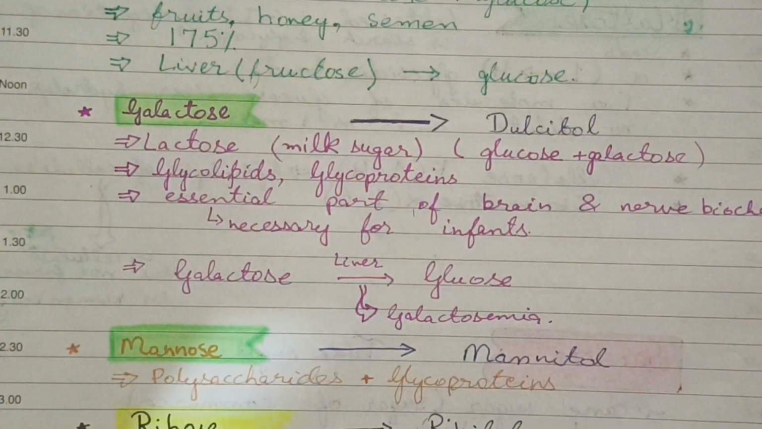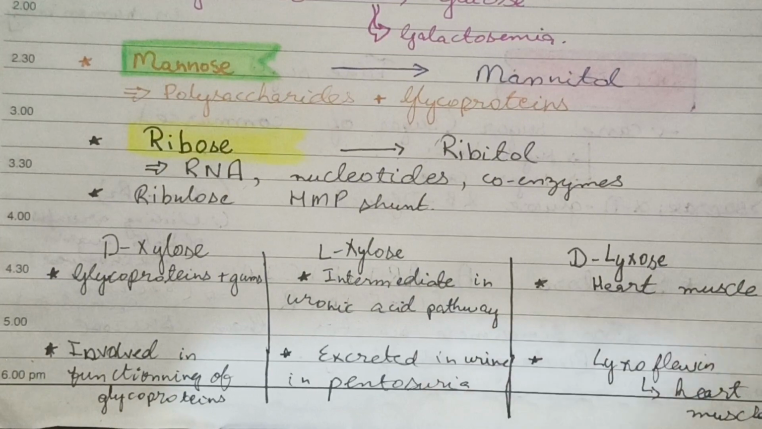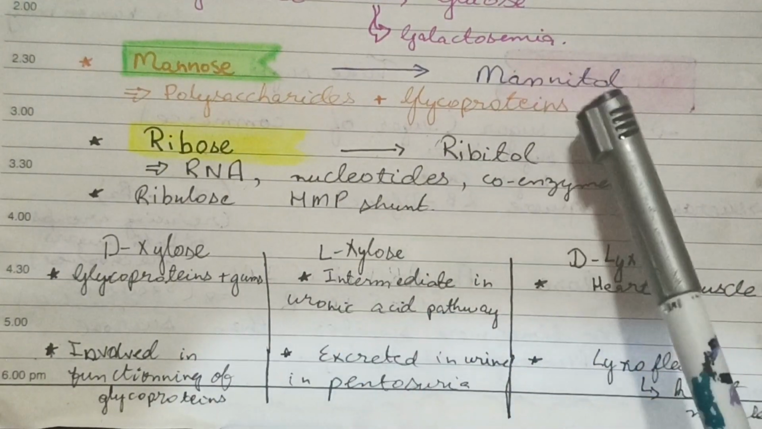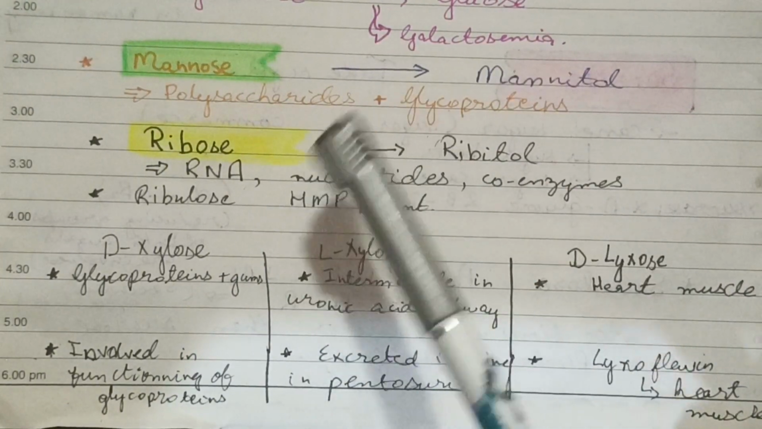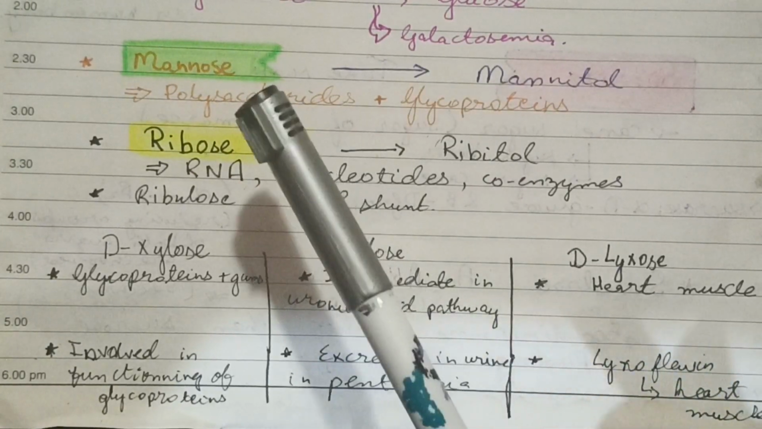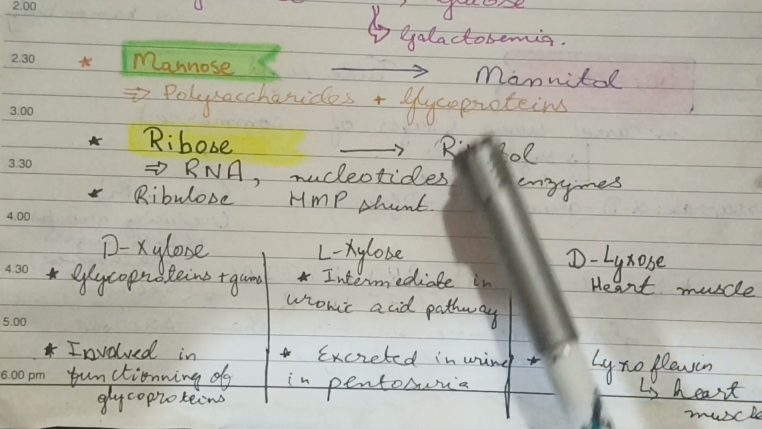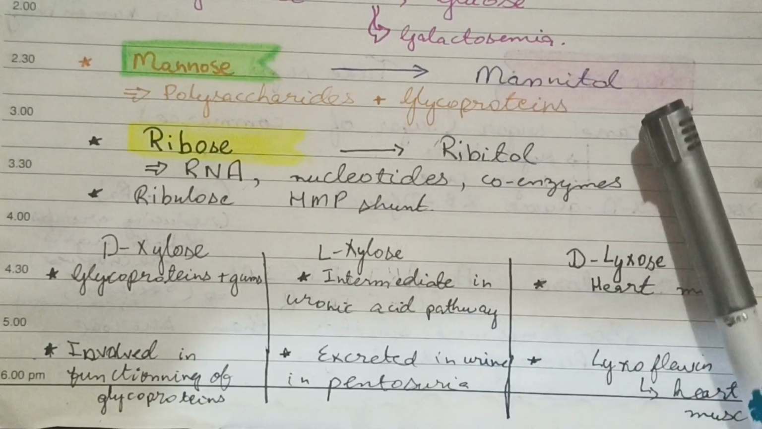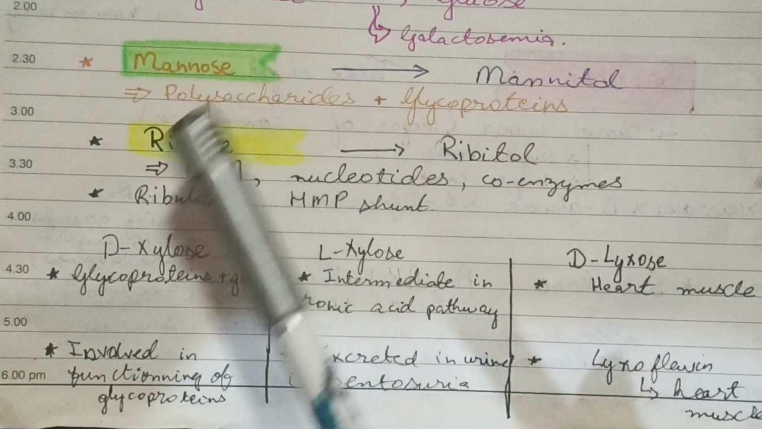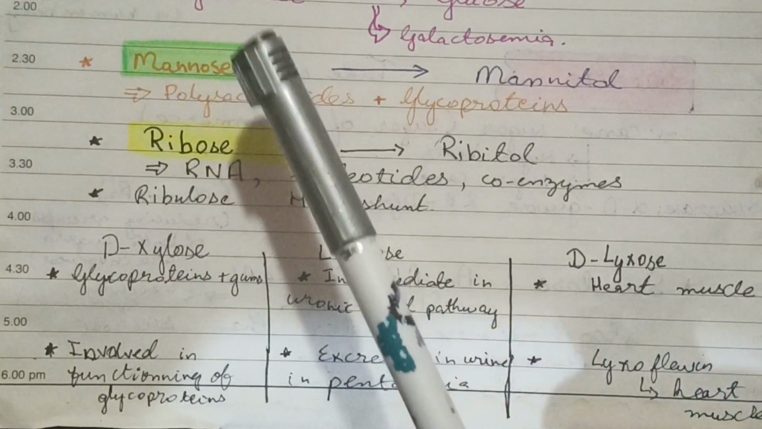Now coming towards mannose, which will be reduced into mannitol. It is a constituent of polysaccharides and glycoproteins, and galactose is also a constituent of glycoproteins and glycolipids. Mannose is also a hexose sugar.